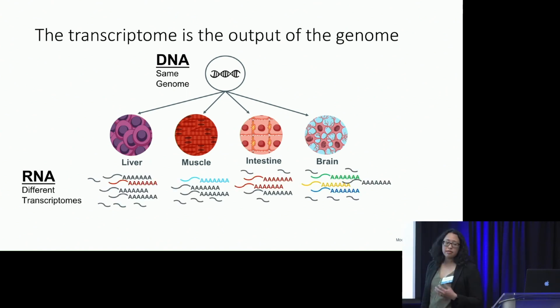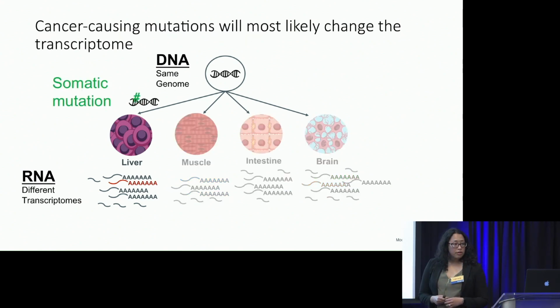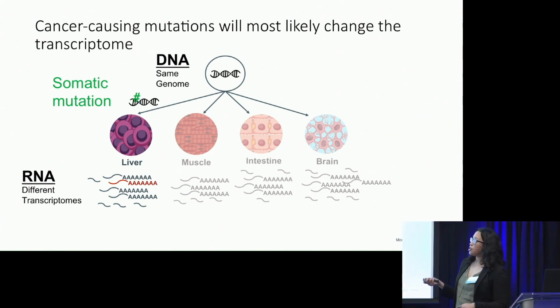And that's because of the RNA. So in each of these different cell types, and here I'm just talking about normal tissue, they have different outputs of the genome. The different RNAs are being expressed in these different cell types, and that's what helps define what the function of the cell is. And so in the case of cancer, what we think happens is that these cancer-causing mutations are most likely going to change the transcriptome, or what the output is of the genome.